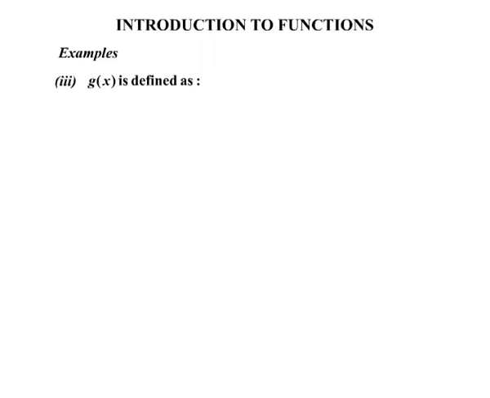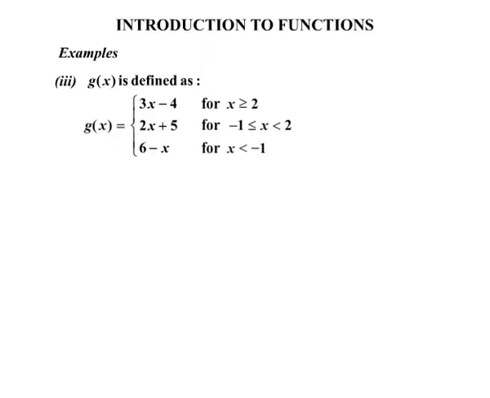Our third and final example in this lesson, g of x. Alright, so it's not always f, okay, it could be a different letter. G of x is defined as, and this is a little bit different because we're going to have three rules we're looking at for various values of x. We've got it equals 3x minus 4 for x greater than or equal to 2. It equals 2x plus 5 if x is between minus 1 and 2. And finally, the rule is that it equals 6 minus x if x is less than minus 1. So we've got three rules to contend with depending on what x is.